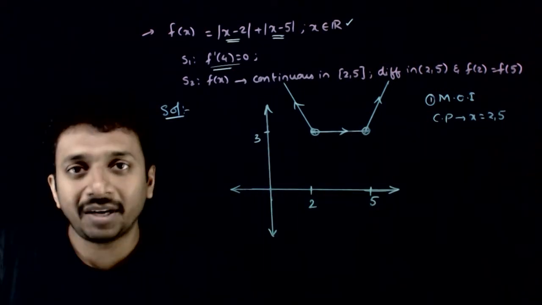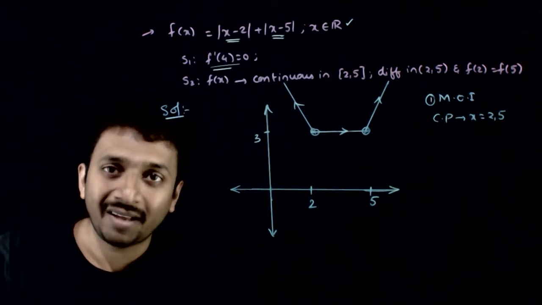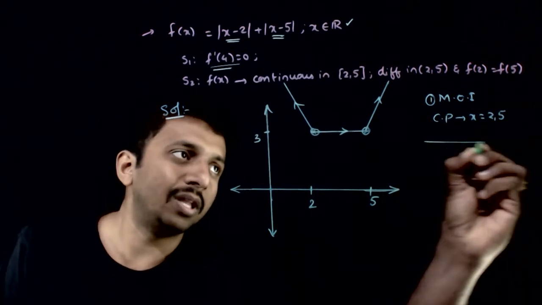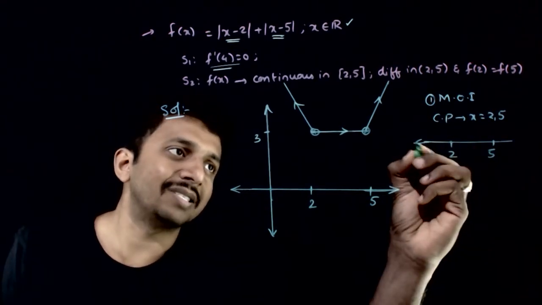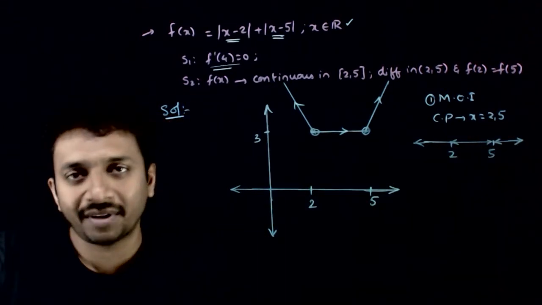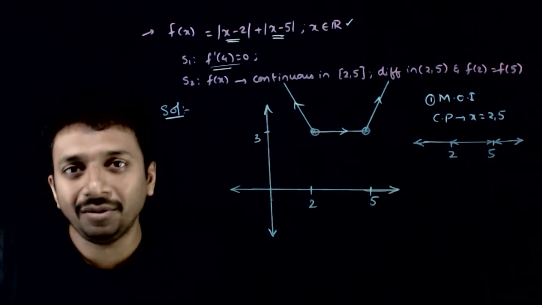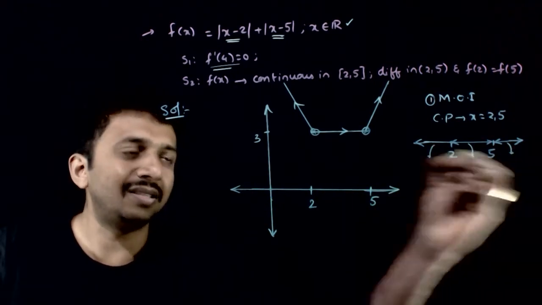So once you have the critical points, you just need to divide the real line or the domain into intervals. The domain is divided into 3 intervals, that is less than 2, between 2 and 5, greater than 5. So you divide the real line into 3 intervals using these two critical points. Now you need to analyze the function separately in these 3 intervals.